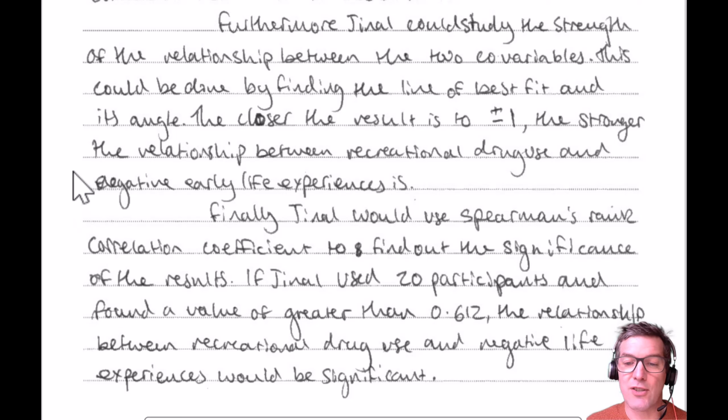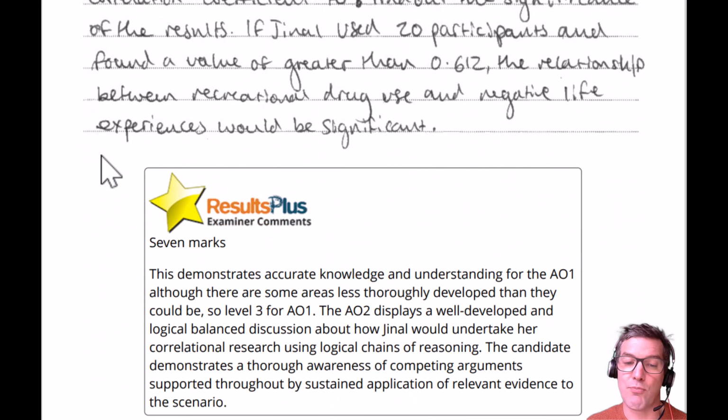"Finally, Janelle would use Spearman's rank correlation coefficient to find out the significance of the results." Really good, strong point to finish on, some inferential statistics. "If Janelle used 20 participants and found a value of greater than 0.612, the relationship between recreational drug use and negative life experiences would be significant." So they've found that obviously from the table at the front of the paper, which was a really nice idea.